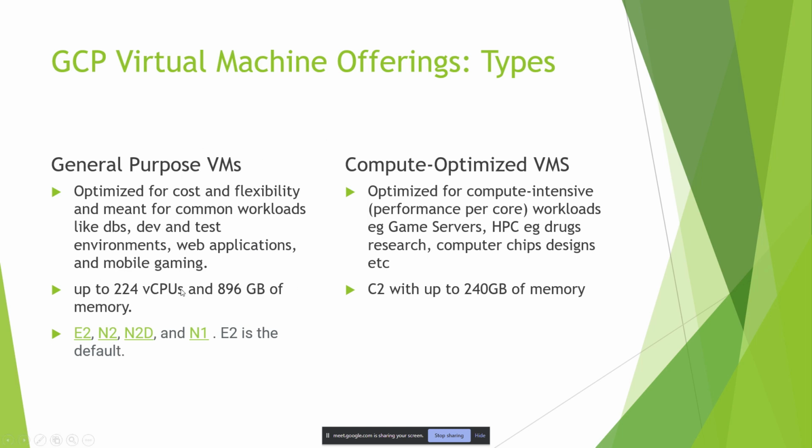The general purpose ones, you can have like 224 vCPUs and 896 GB of memory in a single VM. I don't know how many people here use very heavy programs, but having 224 vCPUs means you have like 224 cores. It's like having an i7 computer a few more times multiplied inside a single machine.